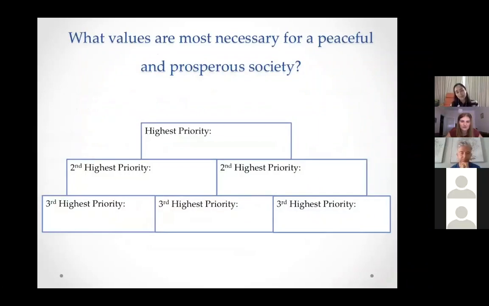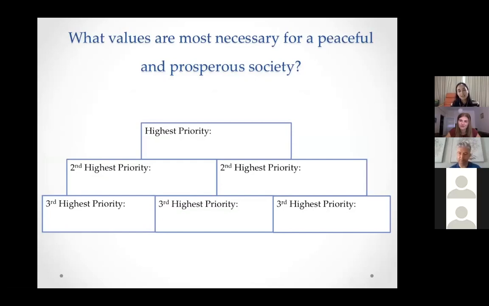You negotiate with each other and think of which one would be the highest priority. Which value would you prioritize the most for a peaceful and prosperous society? And then which two would be your second highest priority to develop in your students? And then which three would be your third highest priorities?